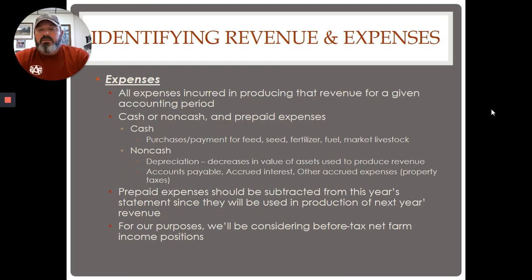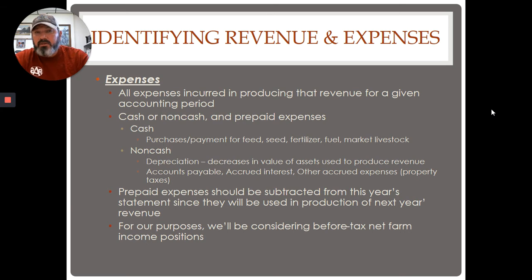Easy enough then as we look at revenue, the same as expenses. All expenses incurred producing that revenue for the same given accounting period, whether they're cash, non-cash, and prepaid. Non-cash includes that depreciation that we talked about back in Unit 2. Also includes your accounts payable, accrued interest, and any other accrued expenses like property taxes. Now, prepaid expenses should be subtracted from this income statement.